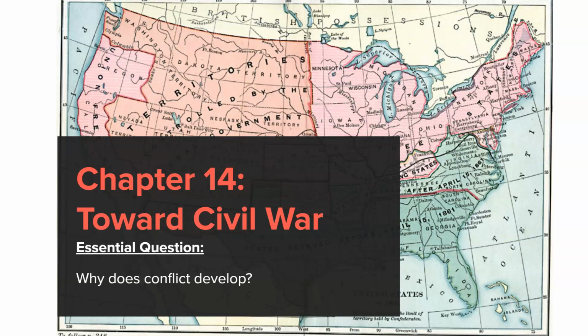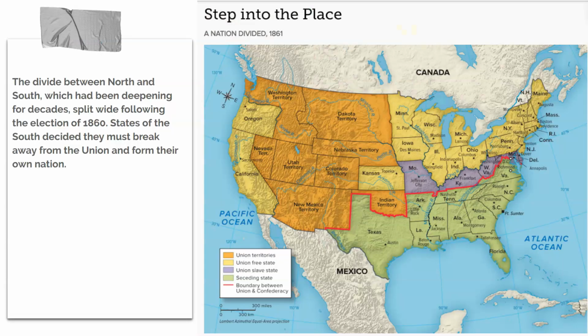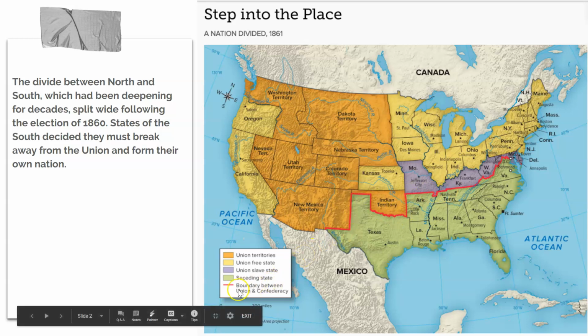Today I'll be covering Chapter 14 as we discuss how the United States moves towards civil war. The chapter opens up with a map of the United States in 1861. And if you look closely, there's a few details I want to point out. If you notice this line here, that's identifying the boundary between the Union and Confederacy. And the green territory are the states that seceded or left the Union.